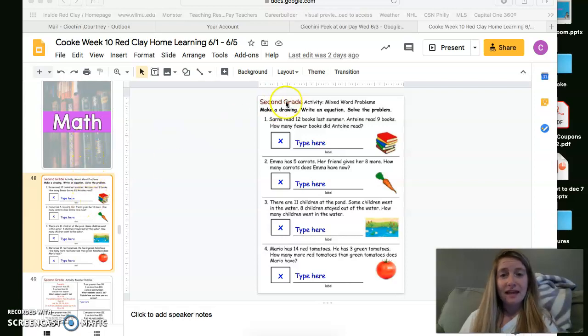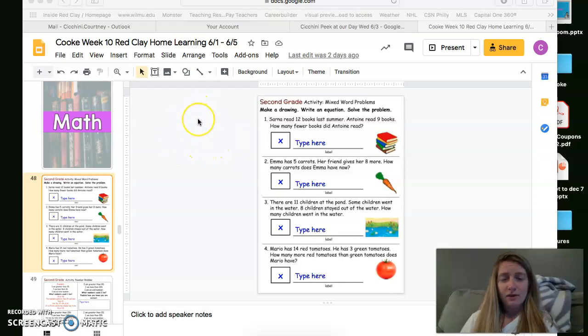For today's math activity, you're going to be solving mixed word problems. Before we get started, make sure you have a piece of paper and a pencil nearby, because I want you to solve this on paper and then type in the answer. The directions say make a drawing, write an equation, and solve the problem. We're going to do all three steps for our word problems. If you need to, pause the video so you can get a piece of paper and a pencil to solve the problems.